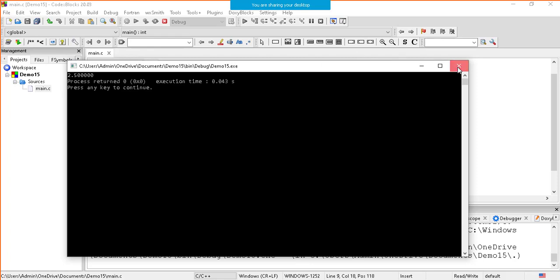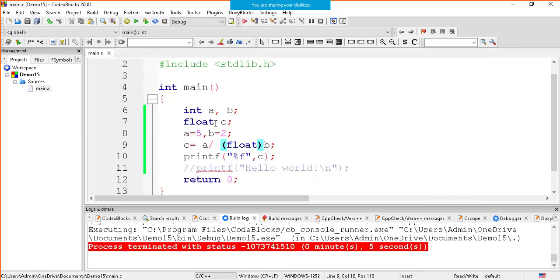Now some of you might have a question. Let's say rather than making this container a float, I make this an integer. What will happen? Your answer will be 2.5, but when it goes into C, it gets compressed. That 2.5 gets converted into 2 again. And so in order to print an integer, I have to use percentage d.